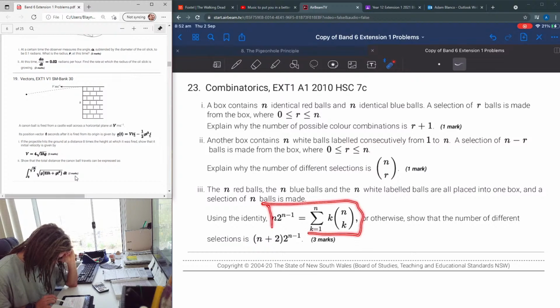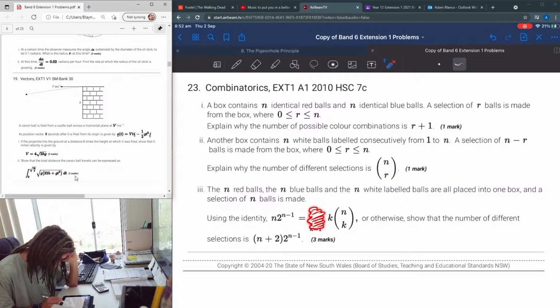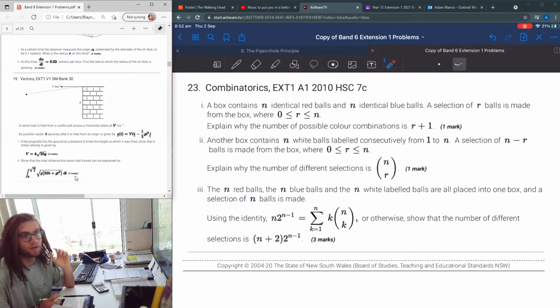Yuck, use that identity. You actually can't be asked something like that, because that notation has been taken out of the syllabus. I think I heard something about it in the advanced classroom. Oh yeah, I posted that yesterday.